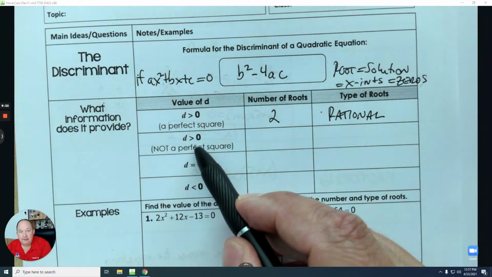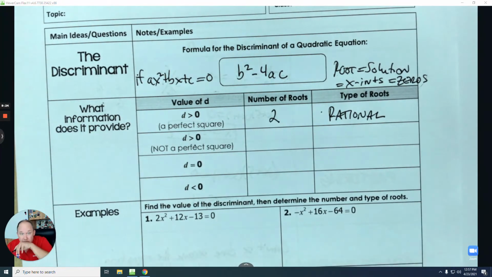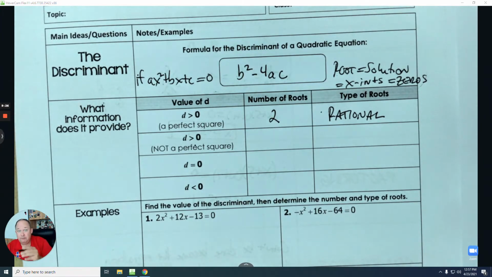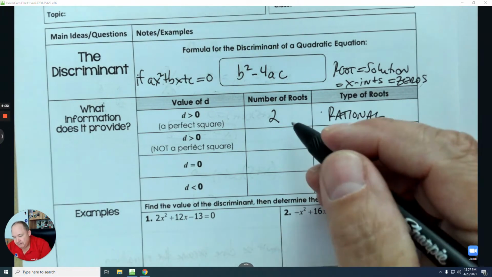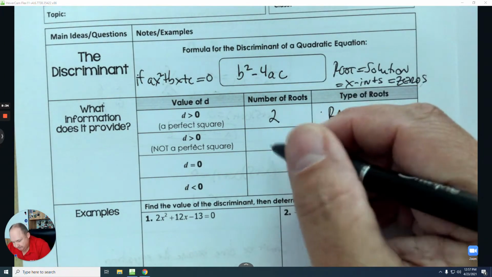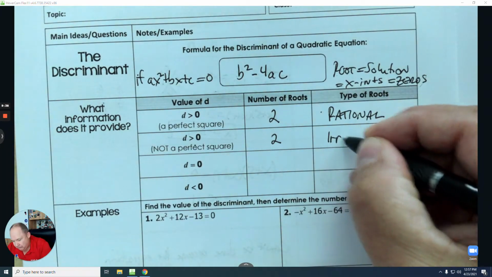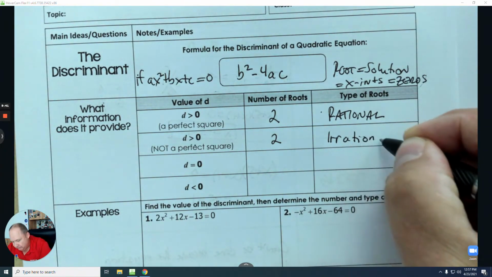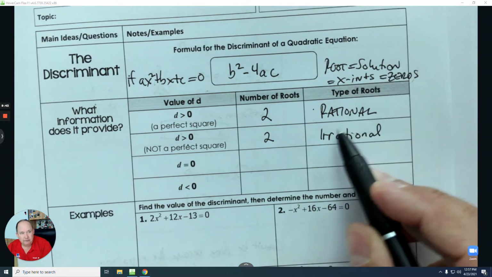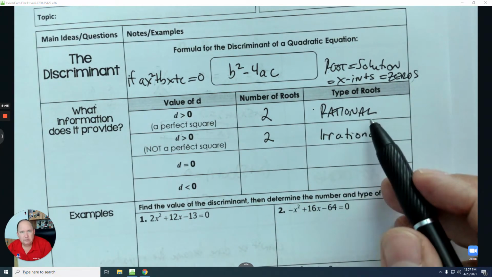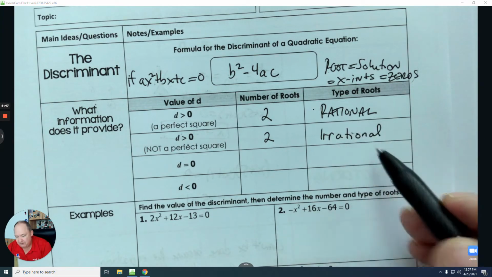If the discriminant is positive, not a perfect square. Now, perfect square means you can take the square root of that number, like 4 and 9 and 16. So if it's not a perfect square, but it's still positive, there's still 2 solutions. But both solutions then would be irrational. I just realized these are capitals, these are not. That's not good form. I should stick to one type.